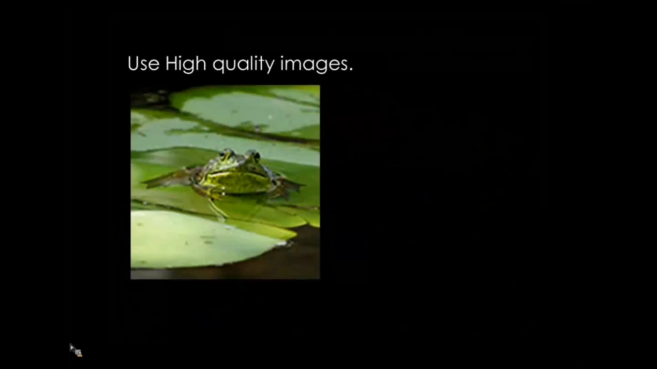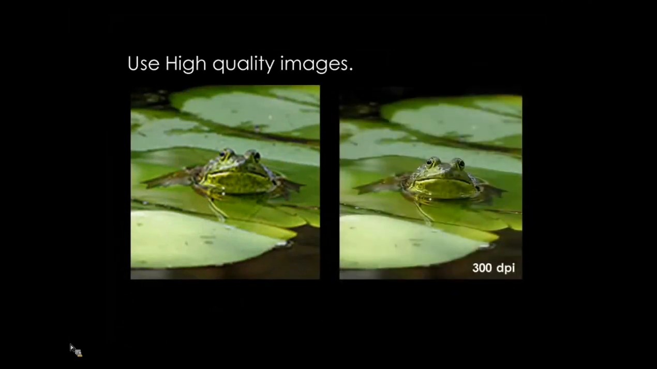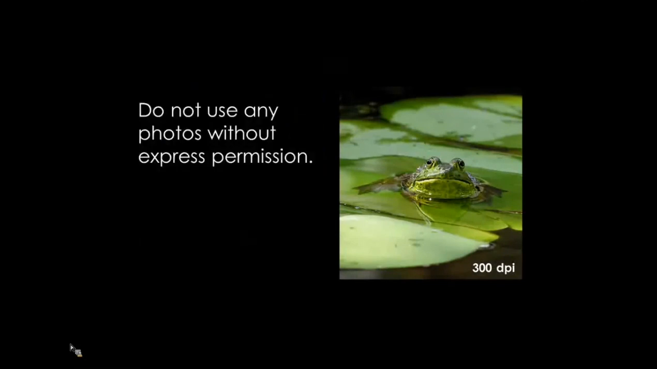When using images, always make sure they're high resolution and not blurry. And do not pull down images from the internet. Most images online have some sort of copyright protection, even though they might not say it. Try to use your own photos or attribute the photographer who did take them.